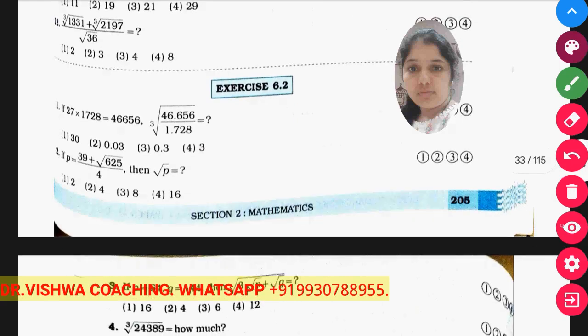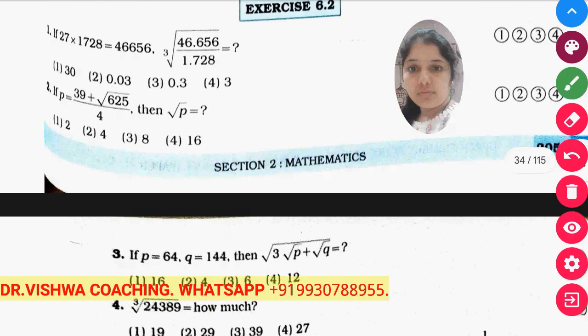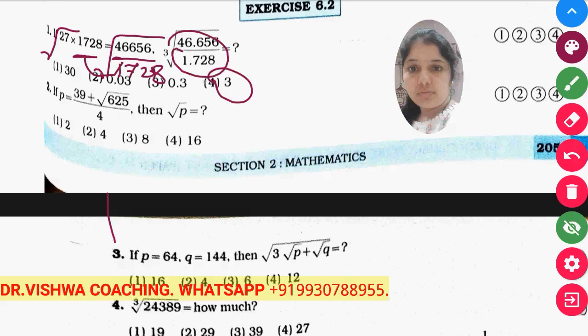Now again the same is there for 6.2 also. 1728 is equal to 4656. If you look carefully, this 1728 comes here, so it goes to the division. Now if we take the cube root of this, we have to take the cube root of 27 also. So the cube root of 27 is 3. So the answer for this whole thing is 3 only. Okay, this is very much simple.